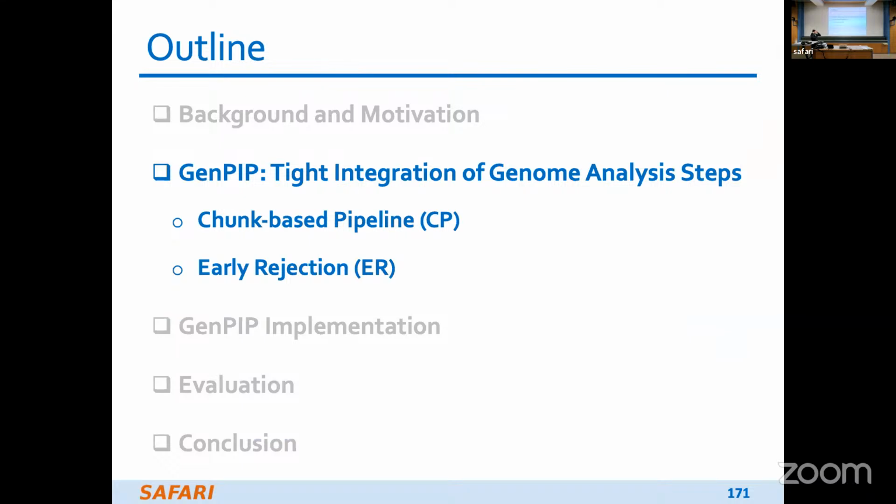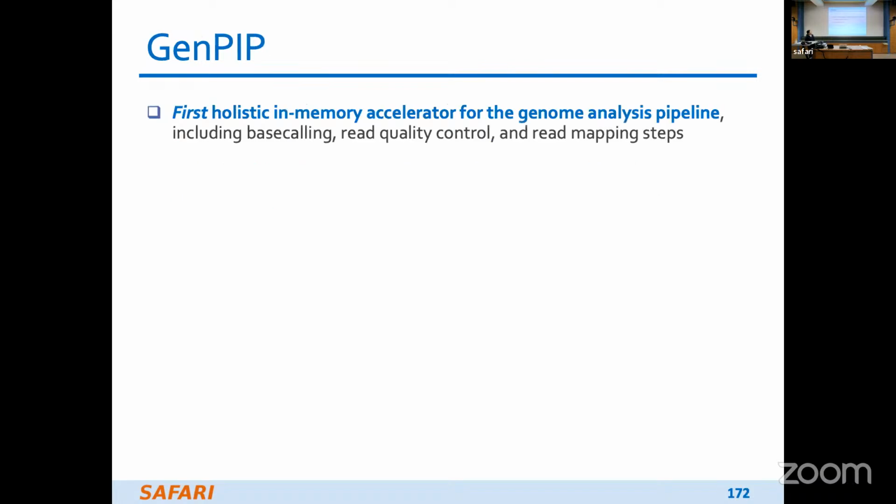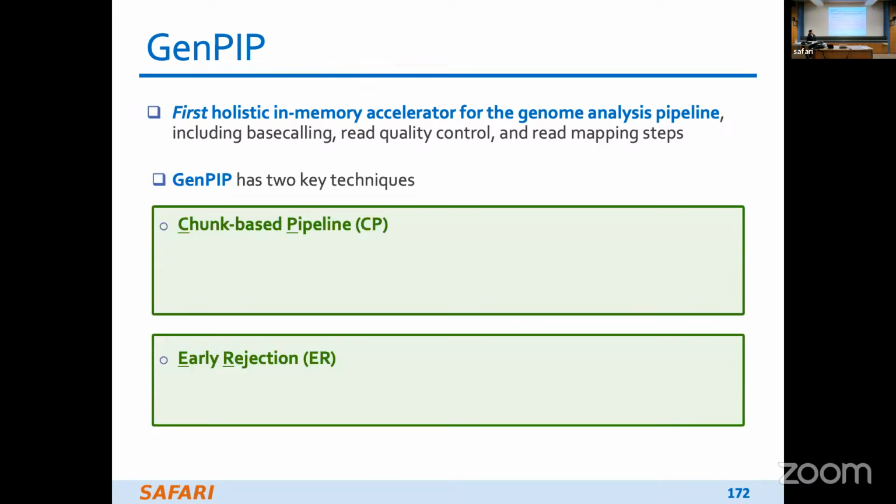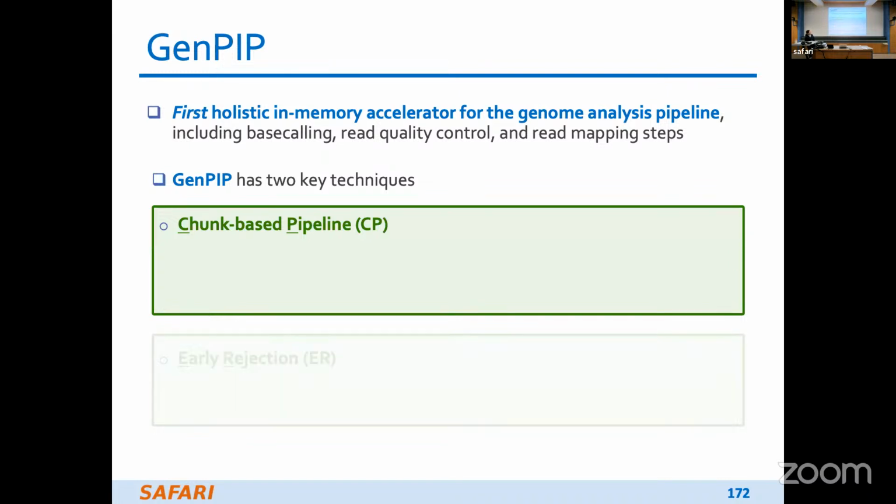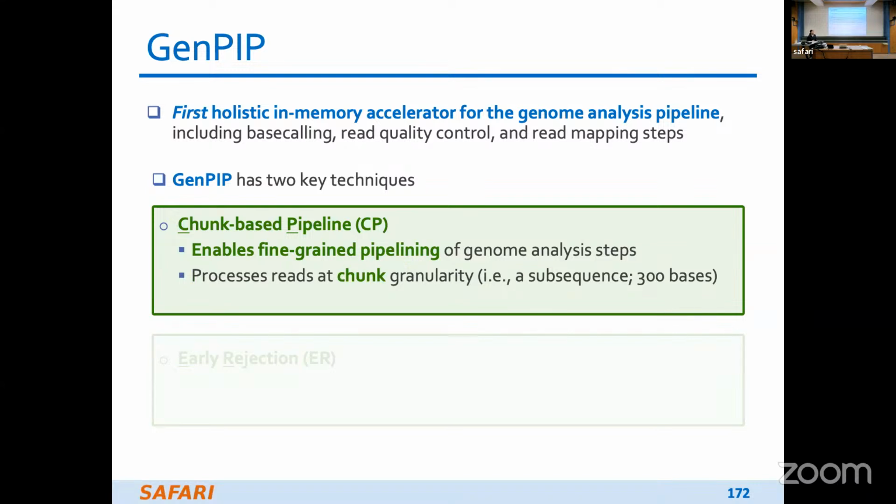So then let me go through the details of GenePip. GenePip is the first holistic in-memory accelerator for the genome analysis pipeline, including base calling, read quality control, and read mapping steps. GenePip has two key techniques. One is the chunk-based pipeline, and one is early rejection. I will first introduce the chunk-based pipeline, which enables fine-grained pipelining of genome analysis steps and processes reads at the chunk granularity, which is usually, let's say, 300 bases. It's a subsequence of a read.